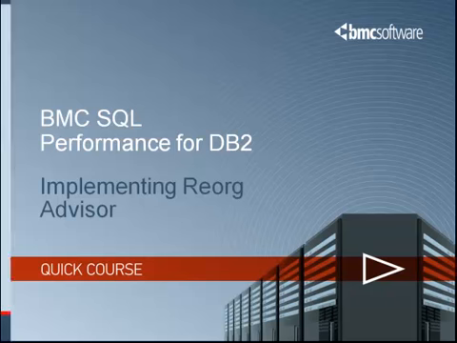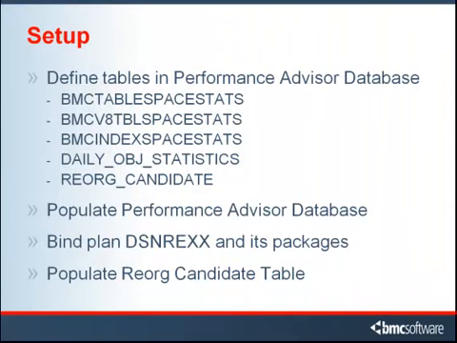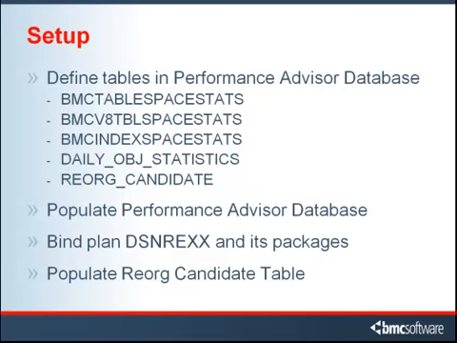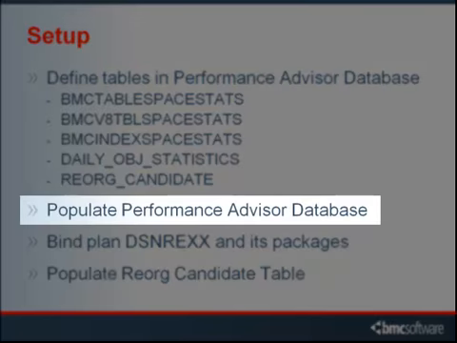Let's get started. Let's look at some setup items that need to be accomplished. First, we need to define tables to the Performance Advisor database. This is the database that is used by all our Performance Advisor products, for both historical trending and analysis. These are the 5 tables that are needed for Reorg Advisor. Next thing we need to do, of course, is to populate those tables. Those tables are populated from the DB2 catalog statistical tables and runtime stats tables. So we're going to unload those tables and load them into the Performance Advisor database.